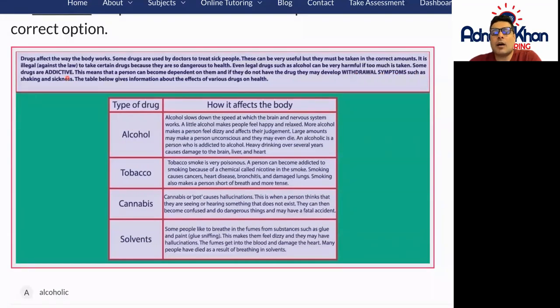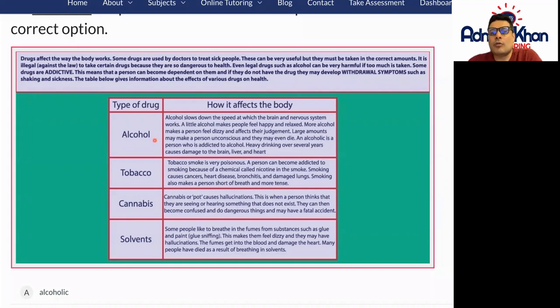Some drugs are addictive. This means that a person can become dependent on them, and if they do not have the drug, they may develop withdrawal symptoms such as shaking and sickness. The table below gives information about the effects of various drugs on health.